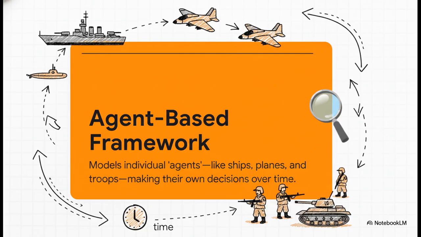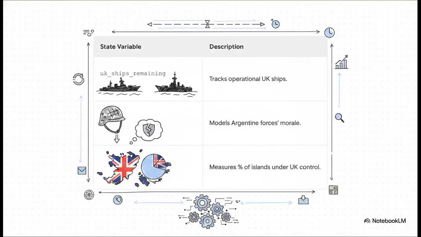Now that sounds complicated, but the idea is simple. Instead of looking at the war from 30,000 feet, it models every individual unit, or agent. So every ship, every squadron of planes, every group of soldiers is its own little piece in the game, making its own decisions day by day. And because of that, the model can track all these moving parts. It's keeping a running tally of everything.